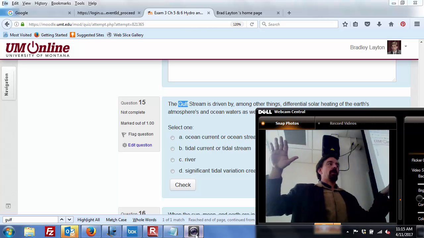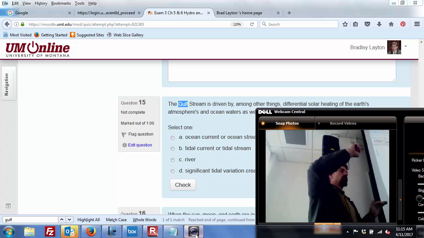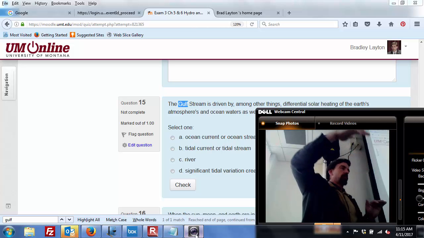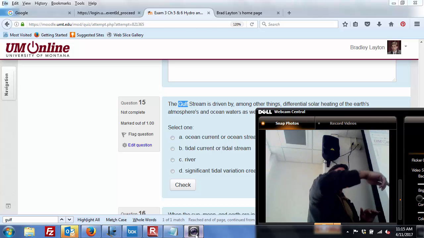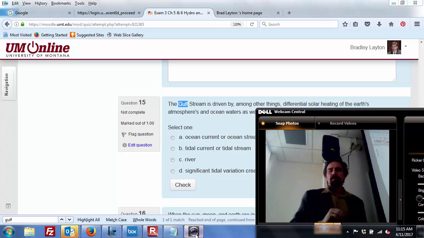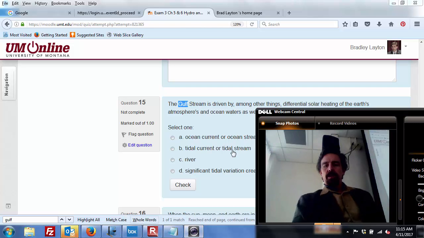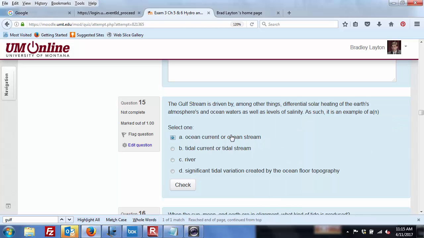It's got to go somewhere. The stuff that moves north just gets colder as it moves north. It's cold and salty, and then it dives. So that's my limited understanding of it. Differential heating of the Earth's atmospheres and oceans. So that's what's driving that thermohaline gradient, as it's called, as well as levels of salinity. As such, an example of.